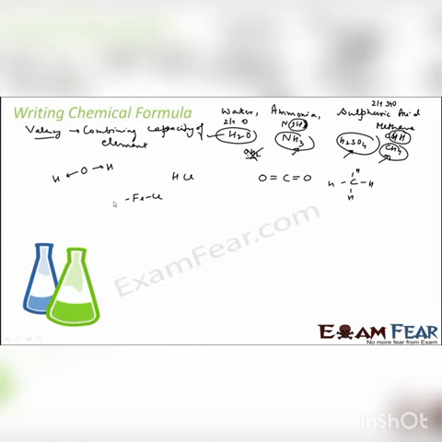Iron sometimes binds with 2 chlorine. Sometimes iron binds with 3 chlorine. So these are different cases. And we'll explain these things in the higher classes based on the stability.